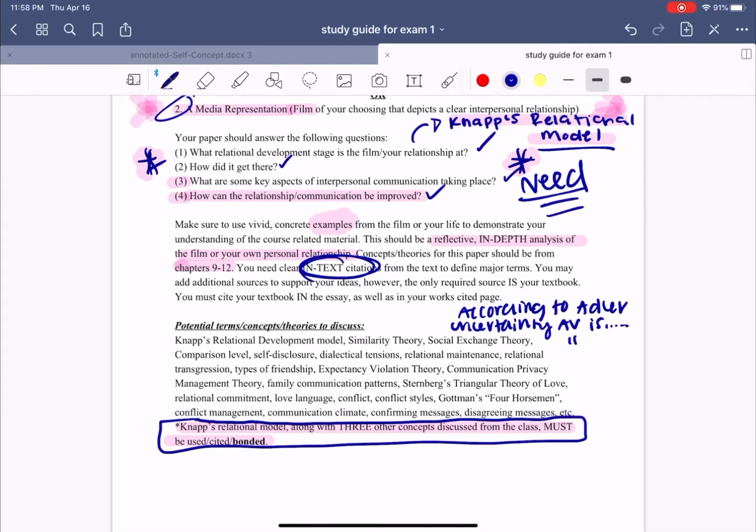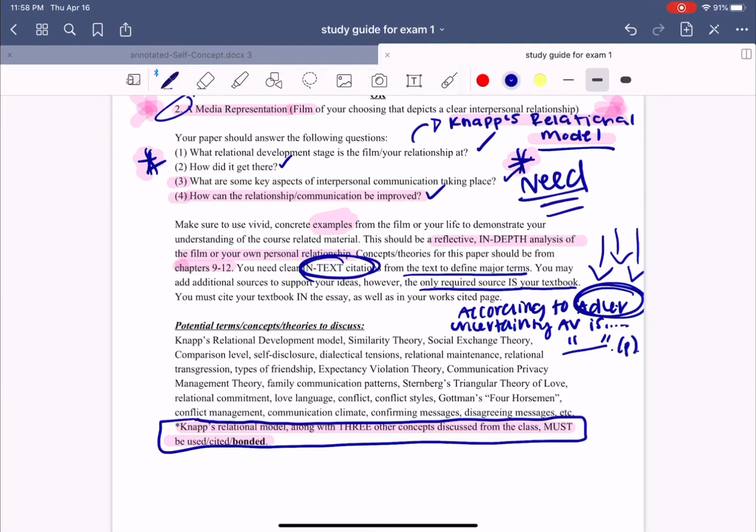be using quotation marks, okay? When you are directly quoting, you need to put a page number as well. Make sure that you are using in-text citations. This is very important. I should see in-text citations wherever you are defining key terms. Use them from the textbook. You may add additional sources to support your ideas. However, the only required source for this one is your textbook.